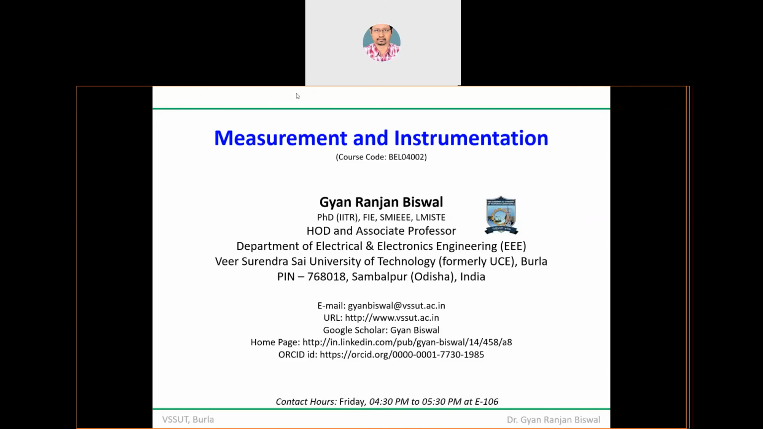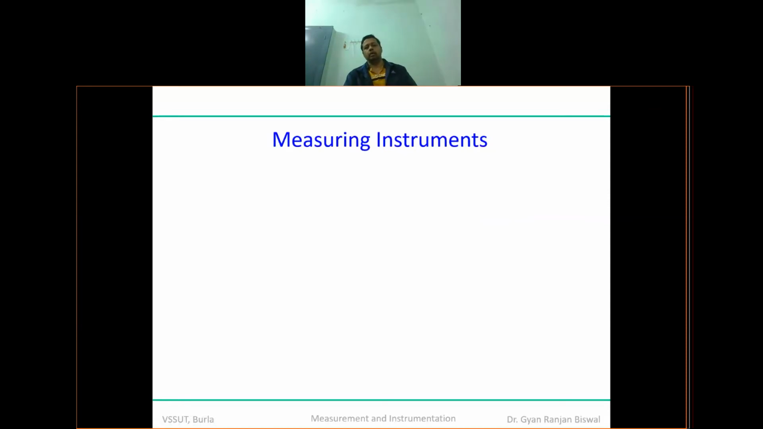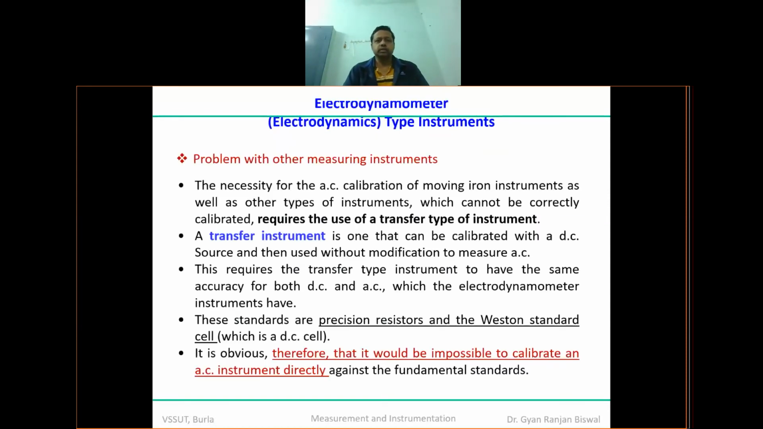So, formally welcome you all to today's class. Our next agenda item for discussion is electrodynamometer type instruments. Under this series, module number one, measuring instruments, in continuation of the last lecture, we discussed the moving iron type of instruments, as compared to the PMMC method for the measurement of voltage and current.